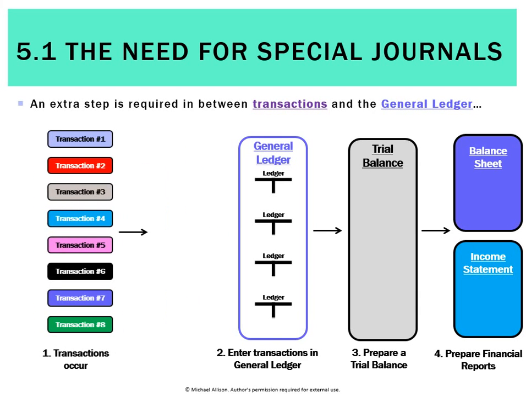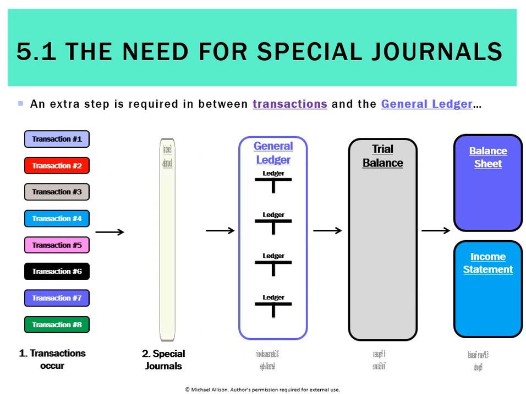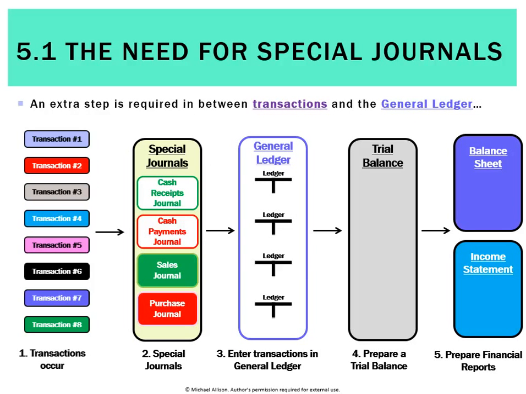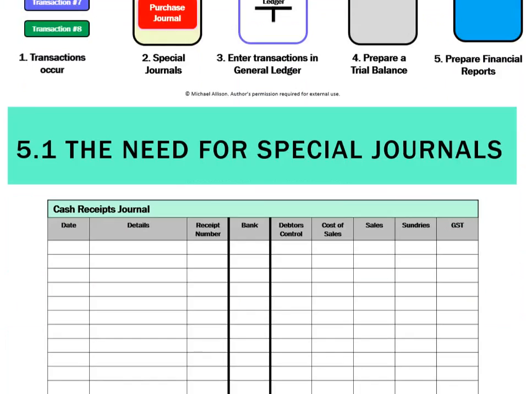So what we're going to do is add an extra step in between steps 1 and 2. We'll move the transactions over here, and we'll add a new step 2 called special journals. We record transactions individually in our special journals: the cash receipts journal, cash payments journal, the sales journal, and the purchases journal. When we've entered them all in there, we'll then put them in the ledgers, and then we'll continue the procedure as we were doing it previously.